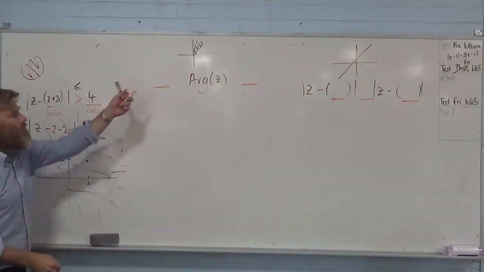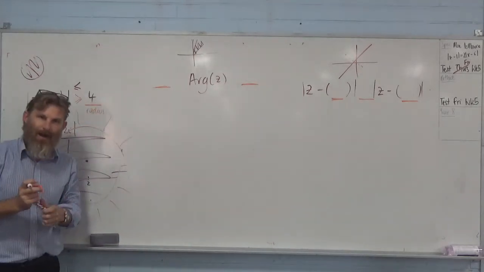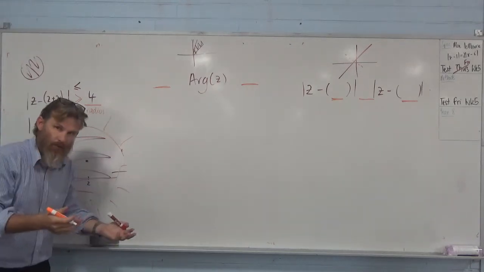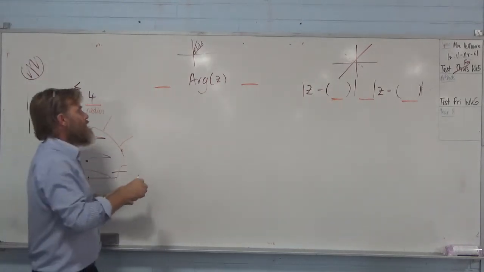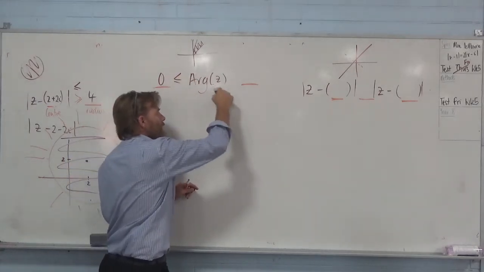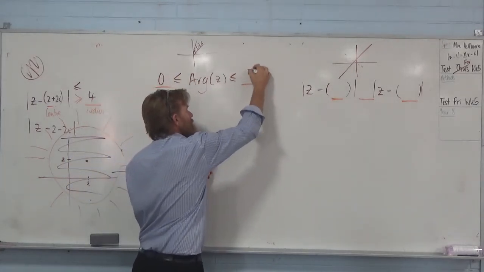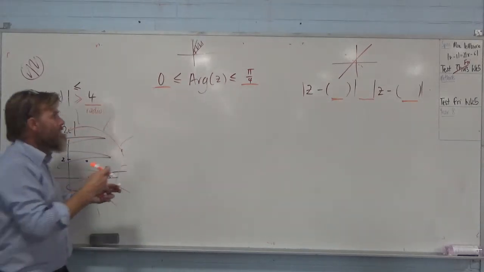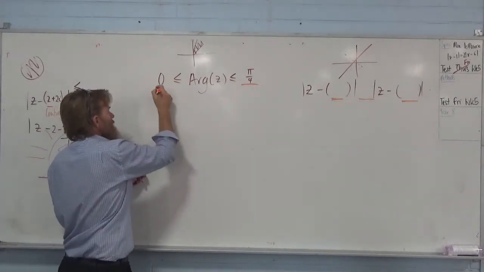Right. So this one is now talking about the argument of complex number z. The argument is the angle of the complex number. So if I had something like 0 is less than or equal to the argument of z less than or equal to pi over 4. Okay? All you need to do is read it like this first.